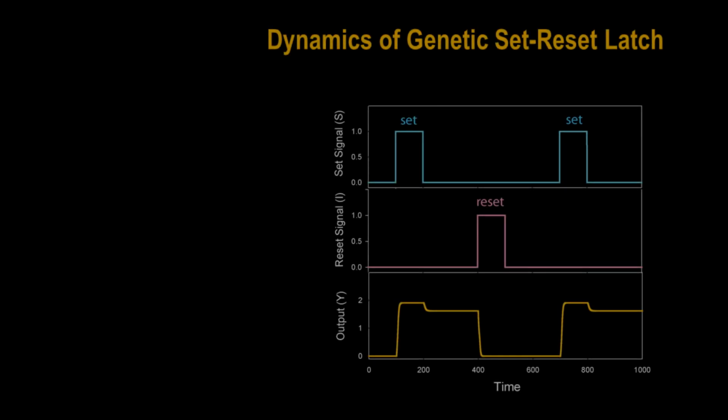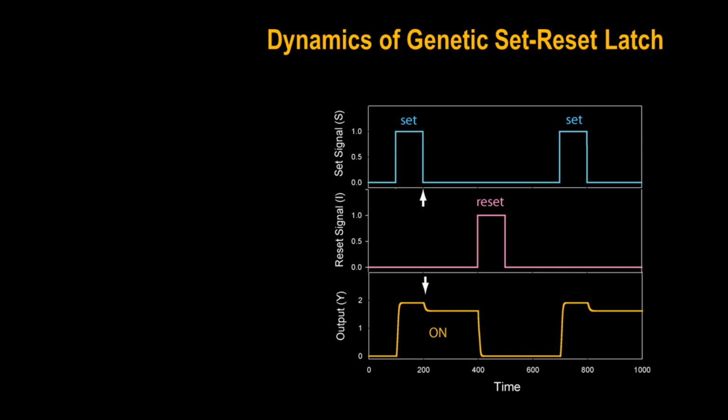I have also done numerical simulation of this circuit. So here is the data from that simulation. Initially, S, I, X and Y all are 0. Now I switch on the set signal by setting S equal to 1. Y reaches a high value near 2. This is the on state of the circuit. After some time, we switch off S. Y drops slightly but stays close to 1.5. It is a high non-zero value. So we can say the circuit is still in the on state.